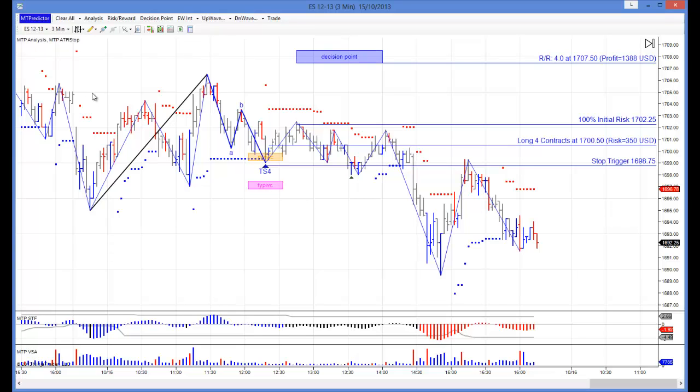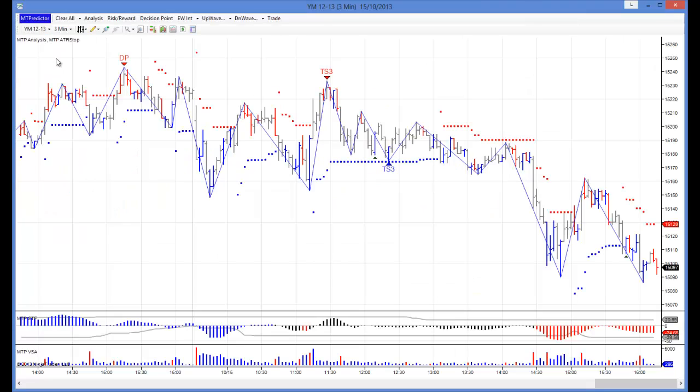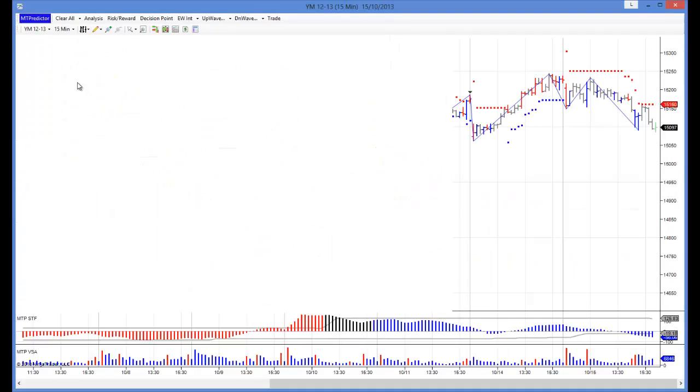Let's have a look at what this would have meant on some other markets. For example, on the NQ. The NQ here had a lovely DP sell as of the high of the day and was declining down nicely, but the market that I particularly like was the YM. Remember we had the large degree trend on the ES as a wave 5 high on the 15-minute chart and therefore down. Let's have a quick look at the 15-minute chart on the YM.